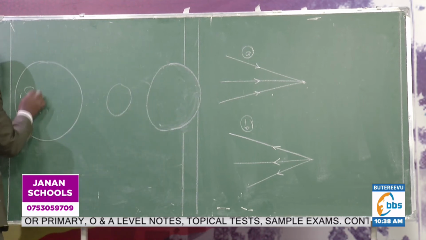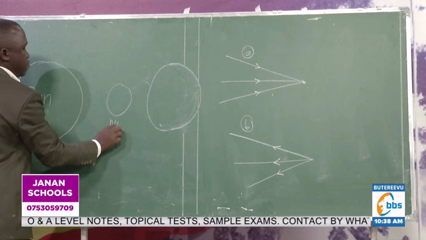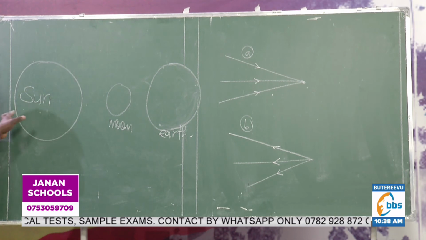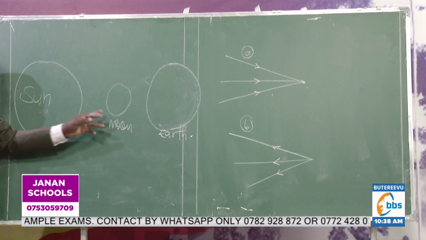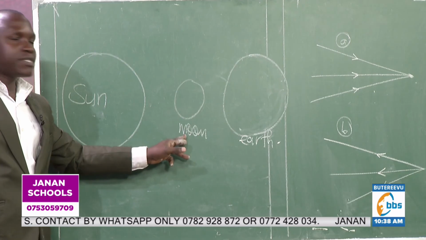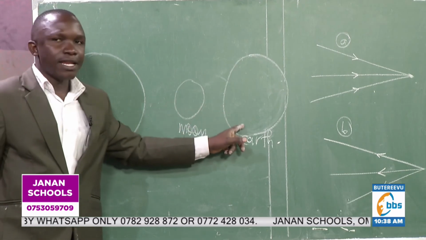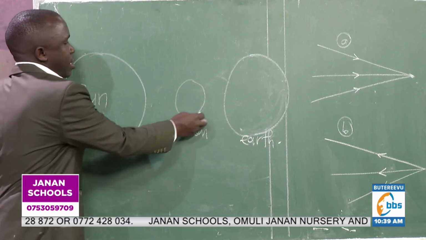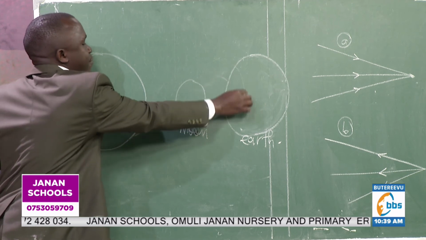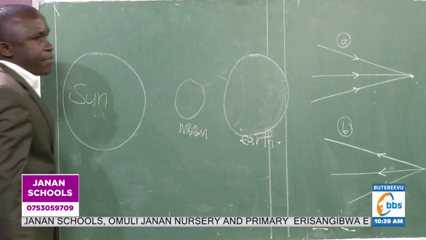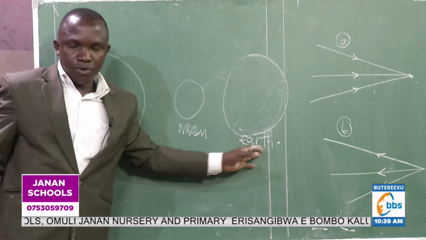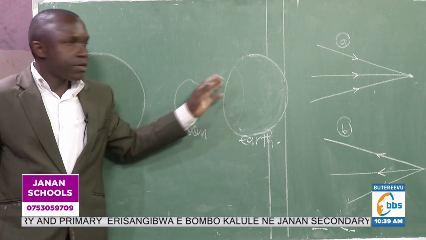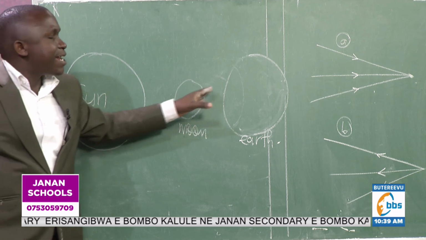The sun, the moon, and the earth. So it's the type of eclipse that occurs when the moon comes in between the sun and the earth. Now, the moon will block the light from the sun, and a shadow will be formed on the earth. Now, not that the whole earth will be blocked, it will be in total darkness, no. Because the moon is smaller than the earth.